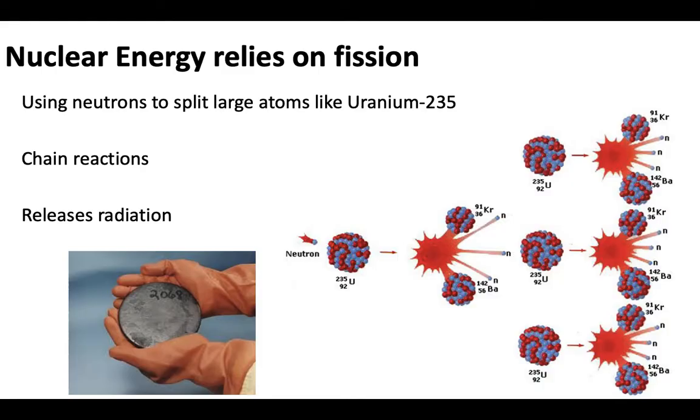So nuclear energy relies on a chemical phenomenon called fission. Fission is just the breaking up of an atom, or the nucleus of an atom. It is what drives the energy behind an atomic bomb.